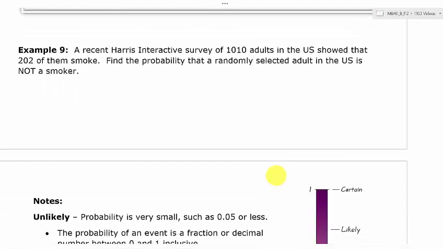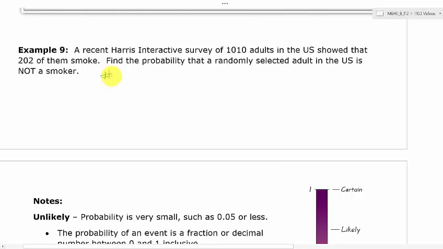In our next example, a recent Harris Interactive survey of 1,010 adults in the U.S. showed that 202 of them smoke. Find the probability that a randomly selected adult in the U.S. is not a smoker. Earlier we calculated the probability of a person being a smoker. Now we want not a smoker.